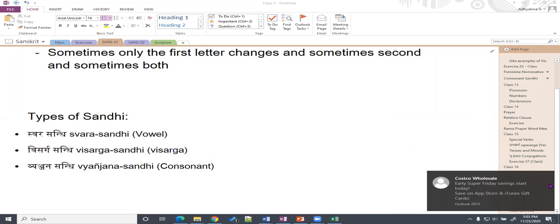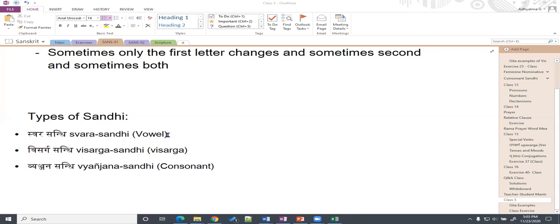These two letters come together when the first letter is at the end of the first word and the second letter is at the start of the second word. So that's how the two letters come together.